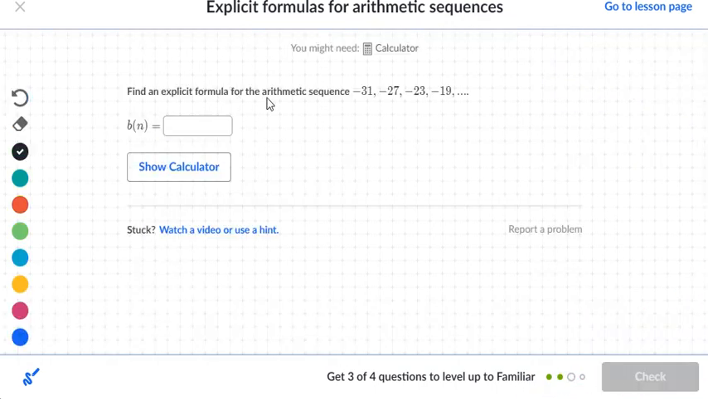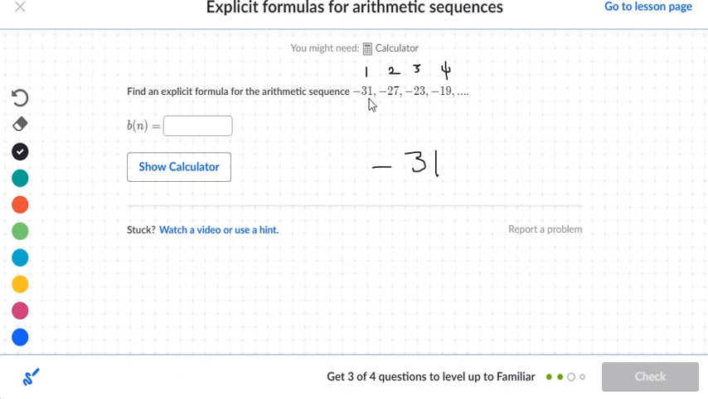Find the explicit formula for the arithmetic sequence. So we have negative 31, that's our first term. Then we have our second term, our third term, and our fourth term. So the first term is a negative 31.